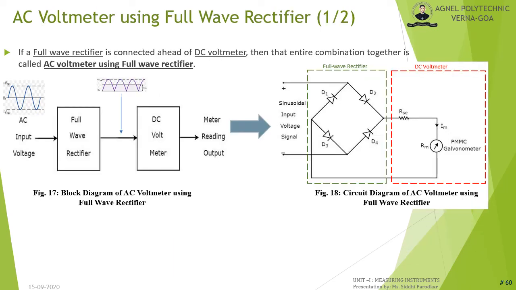Now let us learn about AC voltmeter using full wave rectifier. AC voltmeter using full wave rectifier can be obtained by simply placing a full wave rectifier in front of the DC voltmeter. Now replace these blocks with the appropriate circuit diagrams, that is, the full wave rectifier is replaced with the bridge rectifier and the DC voltmeter is the combination of series resistance with the PMMC galvanometer. Thus this combination together forms the AC voltmeter using full wave rectifier.